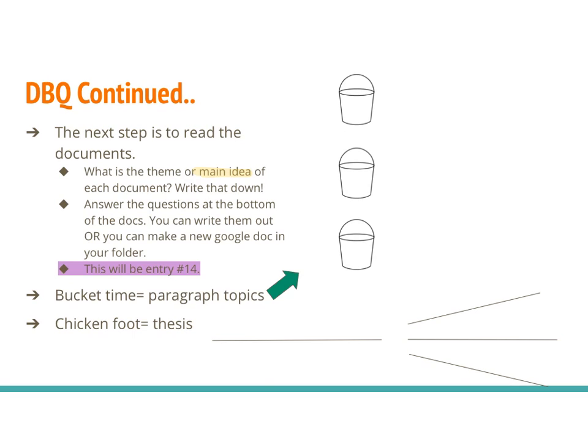You are also going to answer the questions at the bottom of the documents, okay? So at the bottom of all 6 documents, there are questions. You can write them out or you can make a Google Doc in your folder, because this part is going to be number 14 on your Google folder, okay? So maybe it might just be easiest if you just type it out, okay? If you type out the questions and then answer them there, okay? So that way you know what the document is talking about, okay? So answer those questions. This will be the proof that I know that you have read through the documents while you are gone.